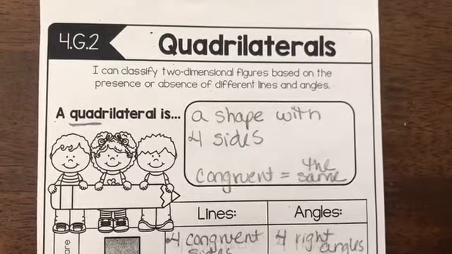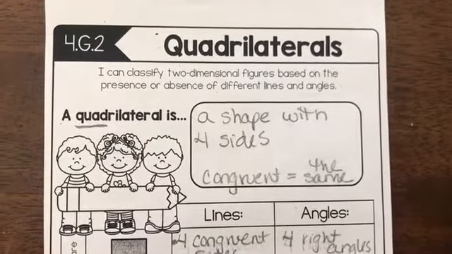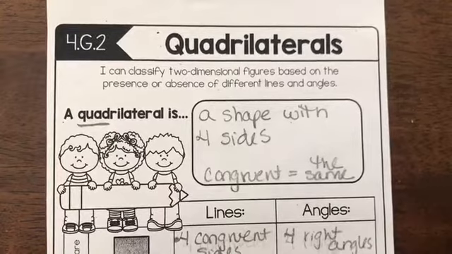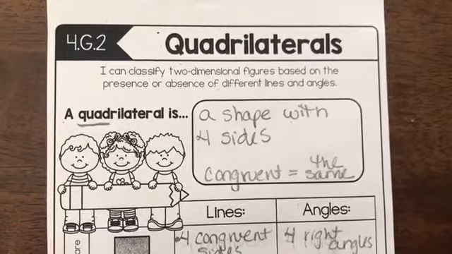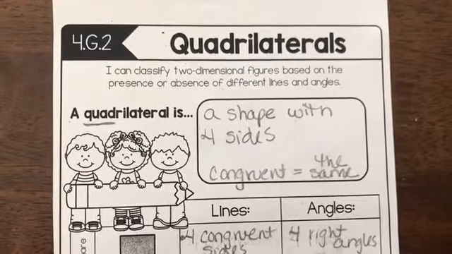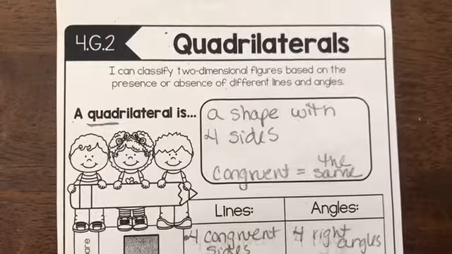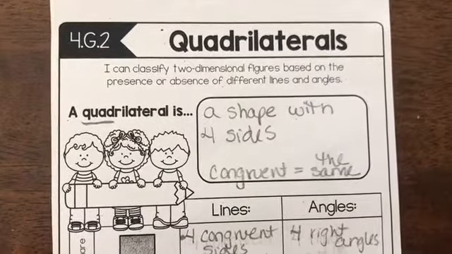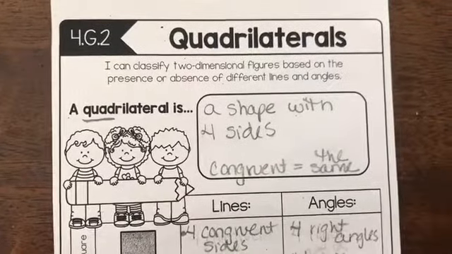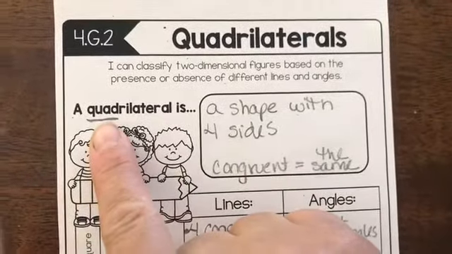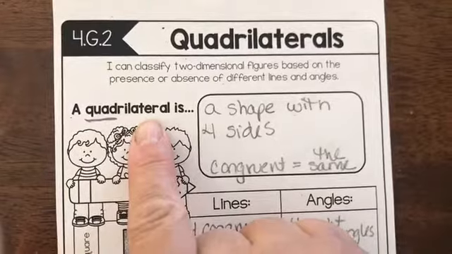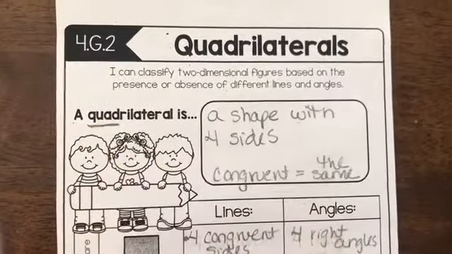Hey everyone, I'm here to talk about 4G2, which is classifying figures based on their lines and angles. The first word we need to know for this is quadrilateral. A quadrilateral is a shape that has four lines. That's easy to remember because the word quad is at the front of it, and quad means four. Lateral actually means line, so four lines.